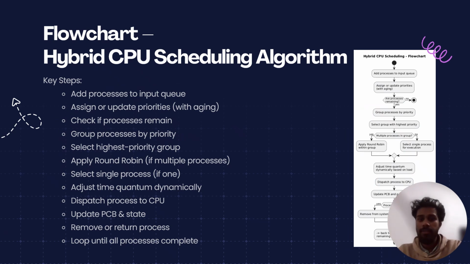Here is the flowchart, which outlines the hybrid scheduling logic. A new task enters the input queue, receiving a priority and aging, and is grouped into the ready queue. It is scheduled by selecting the highest priority group and using round robin when needed with a dynamic time quantum. It is dispatched to the CPU, adapted after scheduling, and either removed or returned to the ready queue until the process is finished.